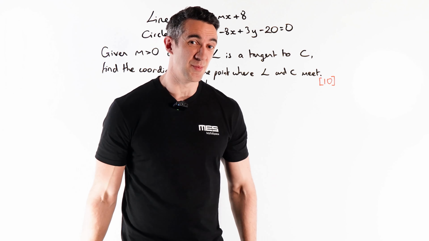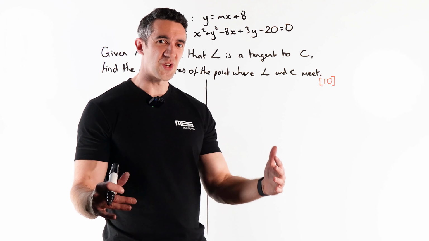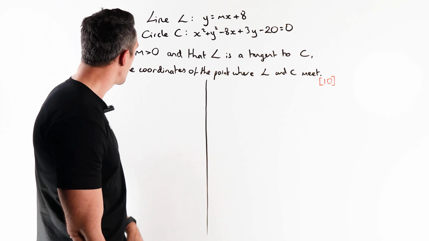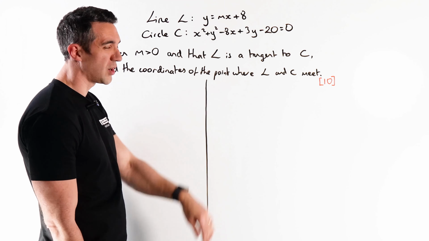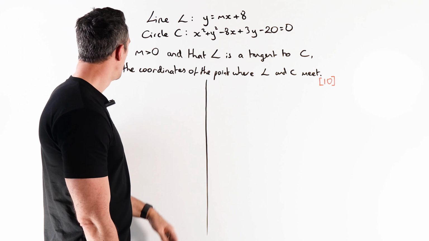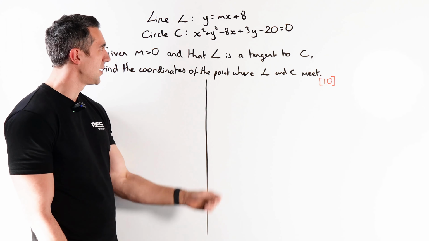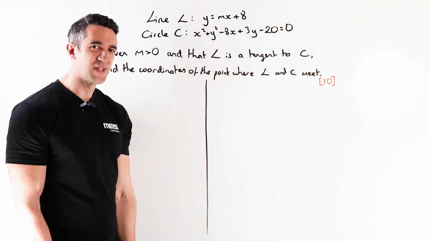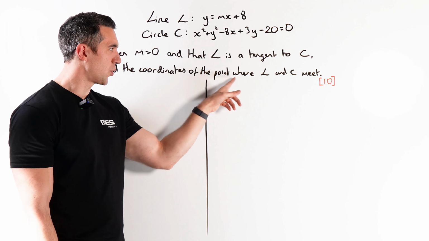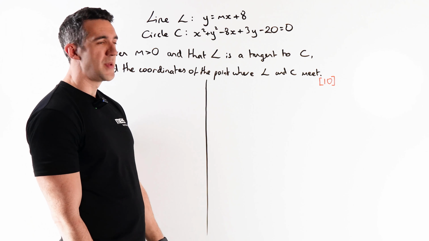We've got this absolutely absurd line and circle question that we're going to have a go at here. 10 marks. See what's going on over here. So we've got our line L, with equation y equals mx plus 8. We've got our circle C, normal sort of stuff. We've been told m is greater than 0 and that L is a tangent to C. We might already be thinking about what we're going to do with that. Find the coordinates of the point where L and C meet.